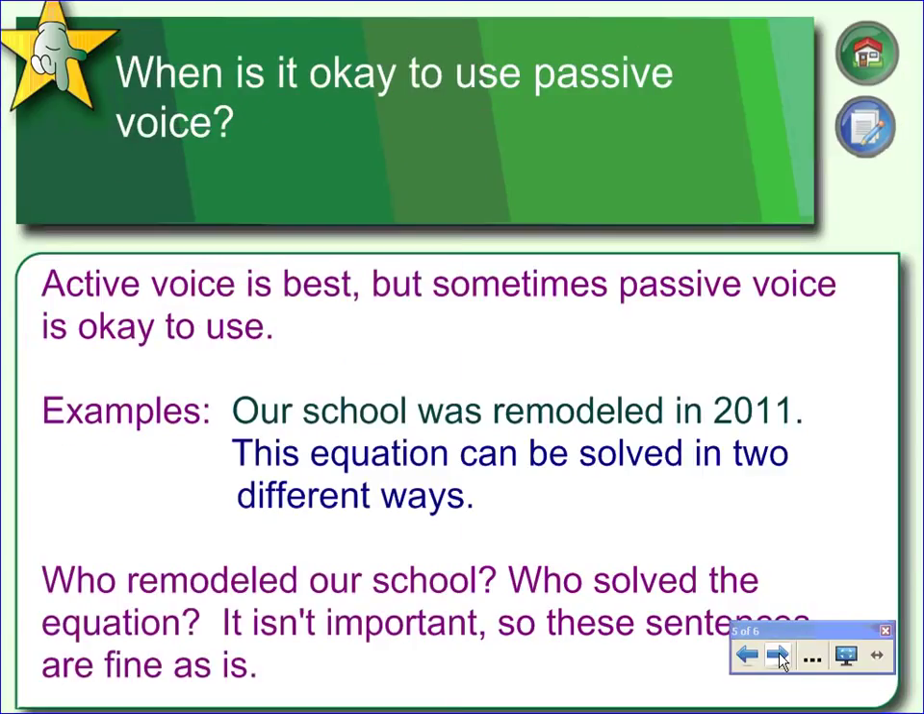However, sometimes it is okay to use the passive voice, although active voice is more interesting and lively to read. So an example would be our school was remodeled in 2011, or the equation can be solved in 2 different ways. In both of these sentences, it's not really important who remodeled the school or who is solving the equation. So in these sentences, the passive voice is okay because we don't have anyone doing the verb.